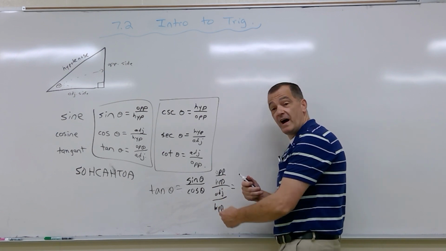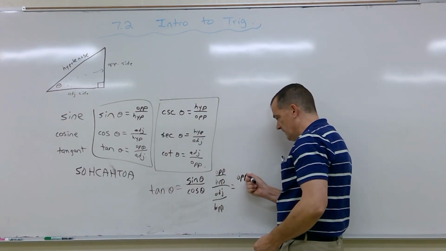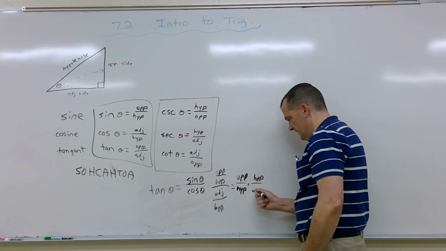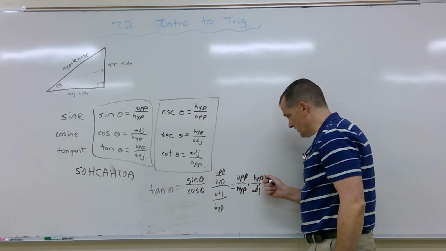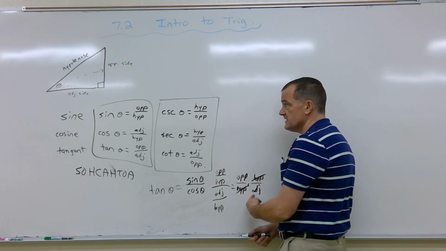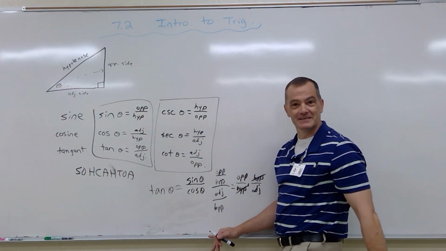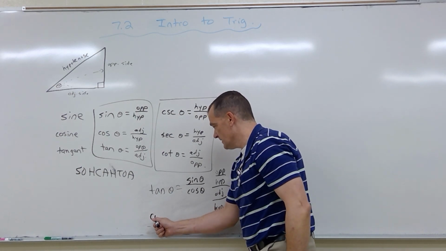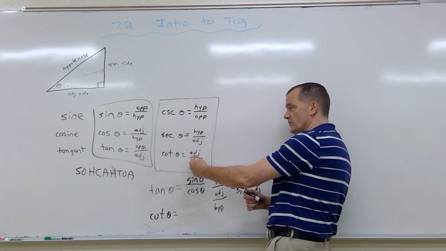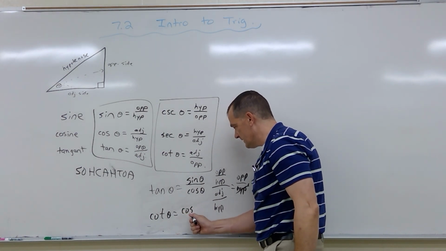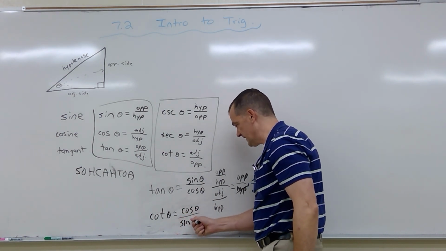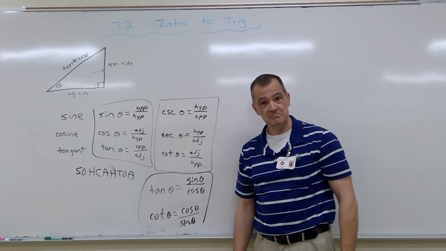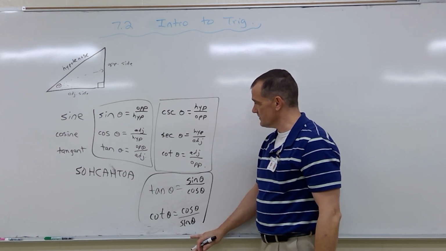So what happens here when you divide two fractions, you take the top one and you multiply by the reciprocal of the bottom one. That's the rule for dividing fractions. So these cancel out and you're left with opposite over adjacent, which is exactly what tangent is. And since that's tangent, we know that cotangent is the reciprocal, so cotangent of theta is not only equal to these sides, but it could also be called the cosine over the sine of theta. So that's pretty cool. So these are two more little identities. Pretty awesome.